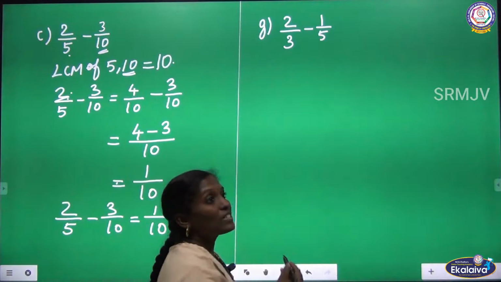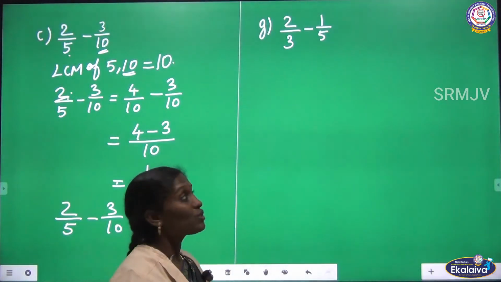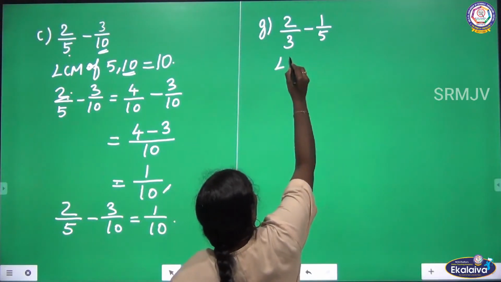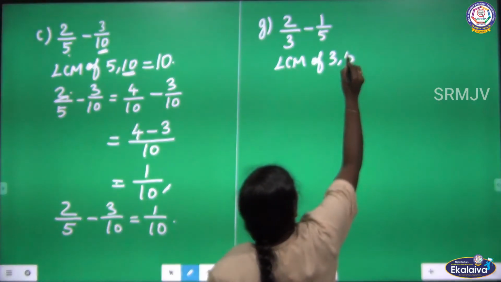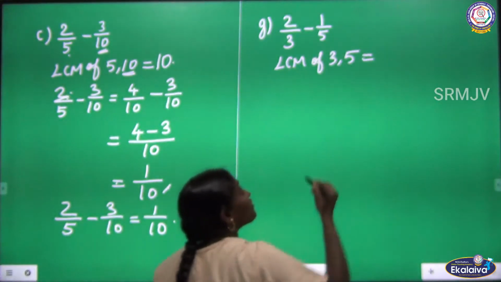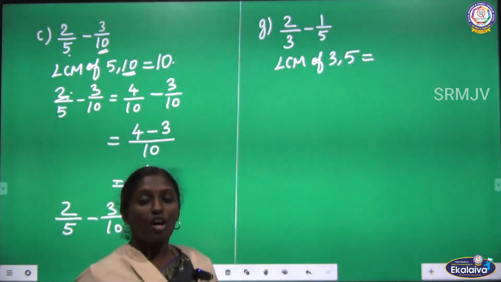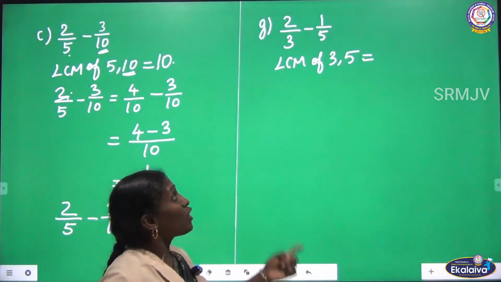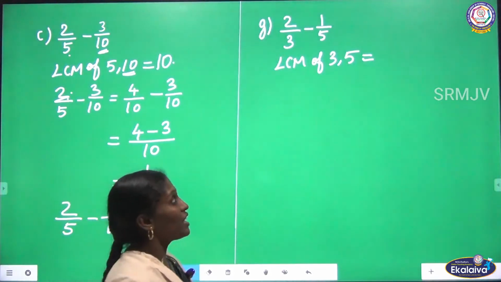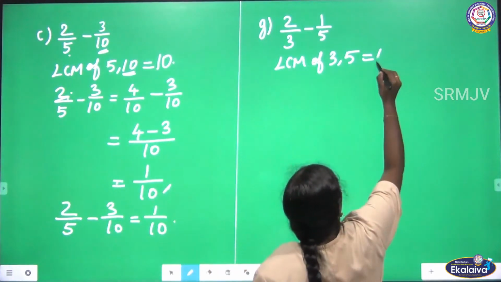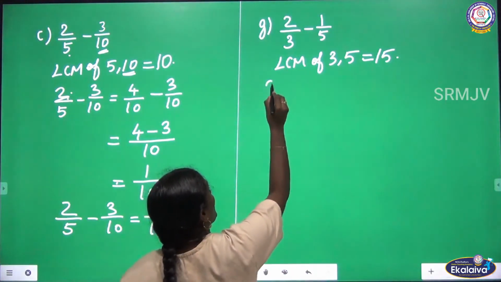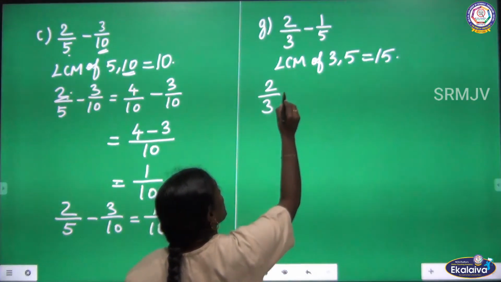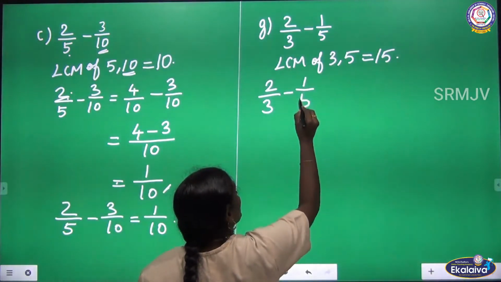Here also, first we have to convert the unlike fractions to like fractions. For that, we are going to find the LCM of the denominator numbers 3 and 5. See the numbers 3 and 5. 3 and 5 are prime numbers. So, the product of these two numbers is the LCM. 3 5s are 15. 15 is the LCM. So, we have to convert the given fractions with the denominator 15.